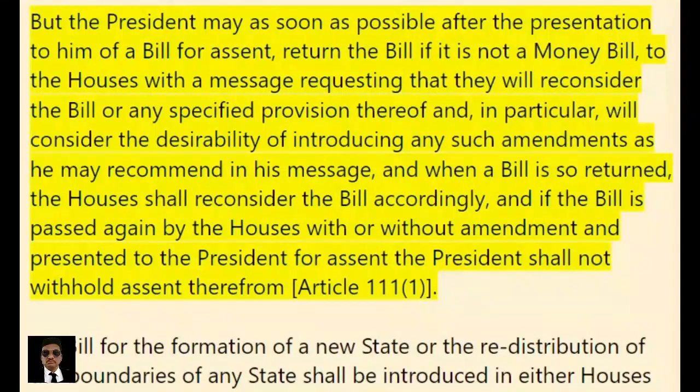But the President may, as soon as possible after the presentation to him of a bill for assent, return the bill, if it is not a money bill, to the Houses with a message requesting that they will reconsider the bill or any specified provision thereof and, in particular, will consider the desirability of introducing any such amendments as he may recommend in his message. When a bill is so returned, the Houses shall reconsider the bill accordingly, and if the bill is passed again by the Houses, with or without amendment, and presented to the President for assent, the President shall not withhold assent therefrom. Article 111, 1.